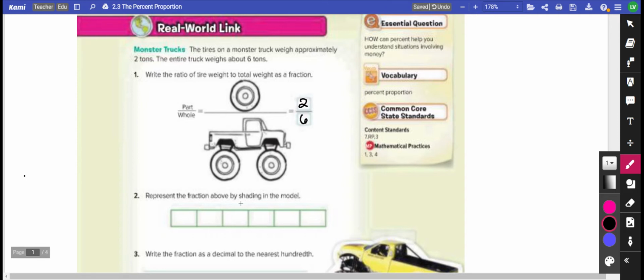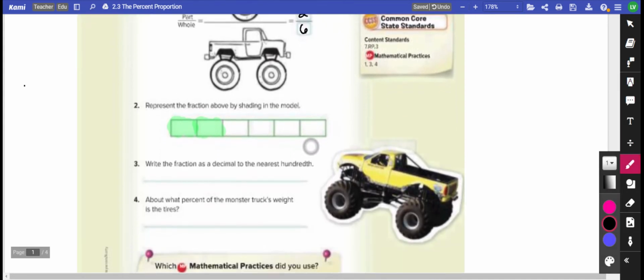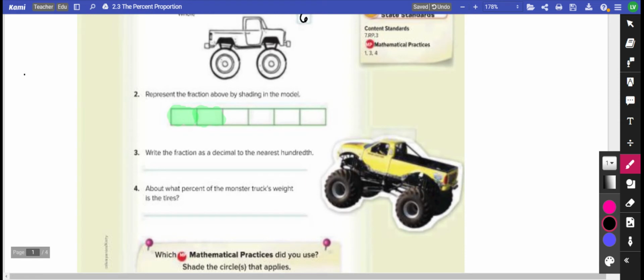Represent the fraction above by shading in the model. Well, we have 1, 2, 3, 4, 5, 6 boxes. So I want to shade 2 out of 6 of them. Write the fraction as a decimal to the nearest hundredth. Well, that is going to give us 0.33. The way I did that was by taking 2/6 and making that into a decimal, which was 0.33 repeating. So rounding it to the nearest hundredth gives me 0.33.